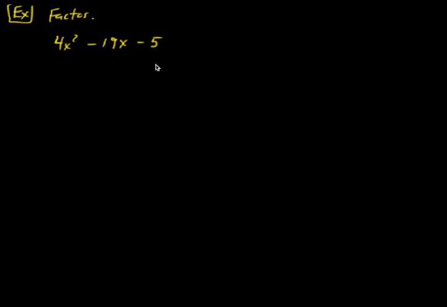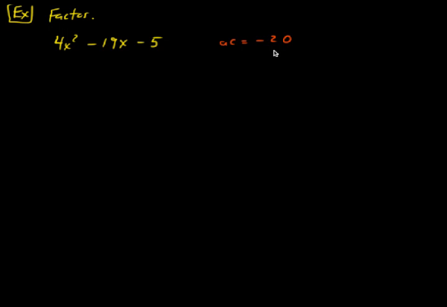Greetings and welcome. So this is a second example of factoring a quadratic trinomial whose coefficient is not equal to 1. And so this is also referred to as the AC method. So step 1 in the AC method is to multiply A times C. So in this case our C term is negative. So AC is equal to negative 20 in this case.